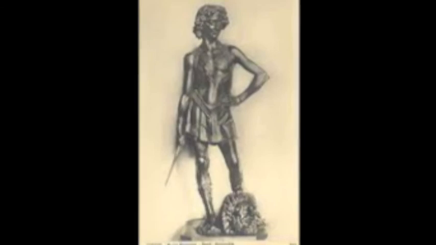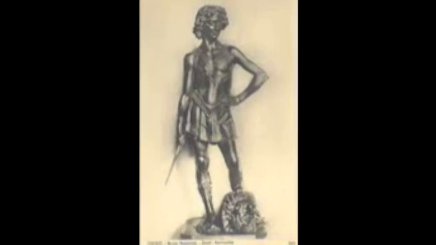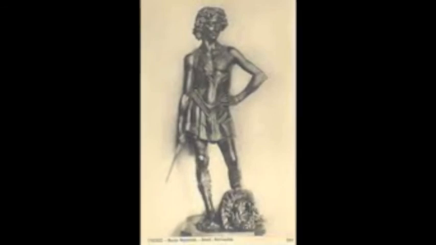Verrocchio's David is a statue cast in bronze used to symbolize the biblical story of David and Goliath, and the position of Goliath's head was used to represent different effects.